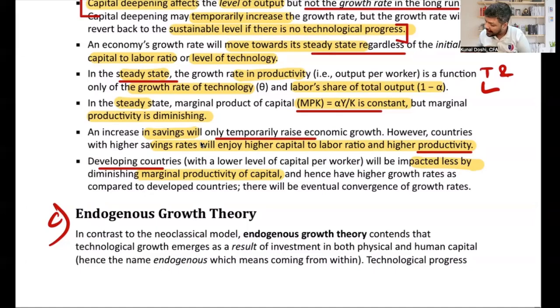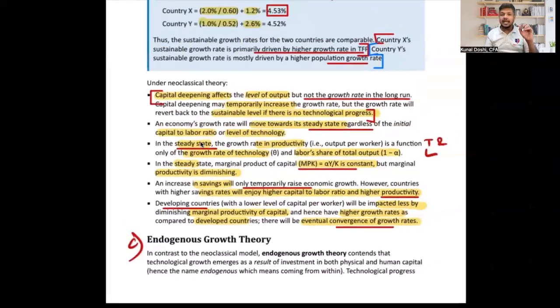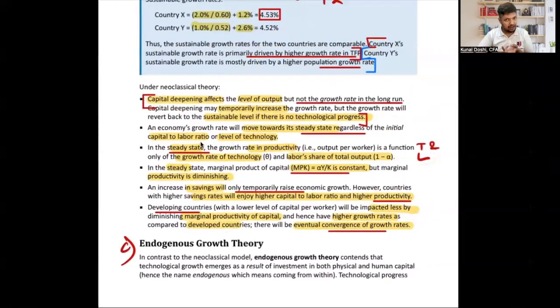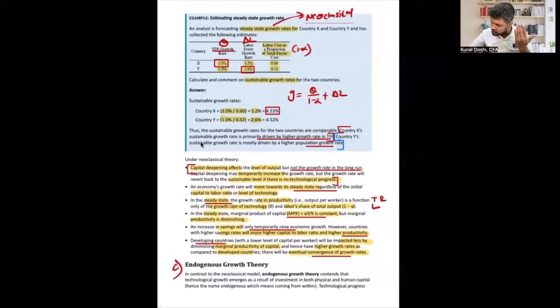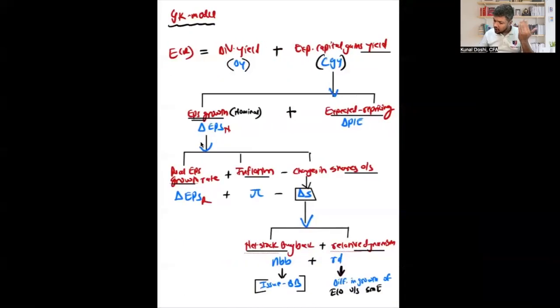Hence they have a higher growth rate compared to developed countries, and there will be eventual convergence of growth rates. So initially developing countries will benefit because of capital, but in the long run they will converge, meaning at some point they will meet the growth rate of the developed economies, and then the benefit of capital deepening will disappear. Conclusion: in the long run, technology and labor alone will result in high growth rate. Understood? Now we've written several formulas.